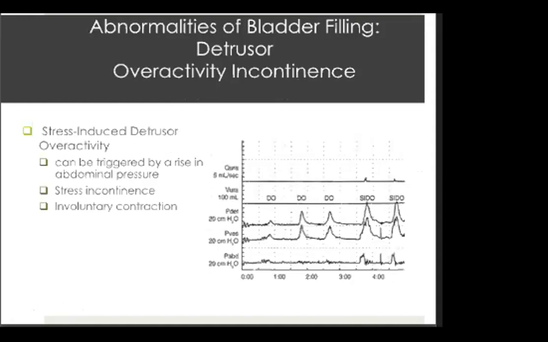So, stress-induced detrusor activity. In this case, there are 3 episodes of detrusor activity preceding 2 episodes of stress-induced detrusor activity, or SIDO. We can note that the abdominal pressure is increased, and so does the PVES. Shortly after this, the PDET rises and continues long after the abdominal pressure returns to baseline. With both episodes of stress-induced overactivity, there is incontinence, as can be seen on the flow.